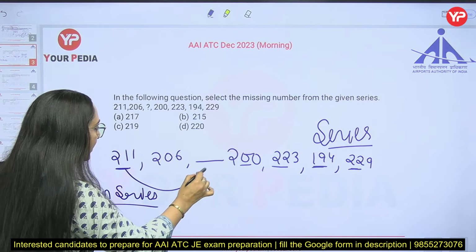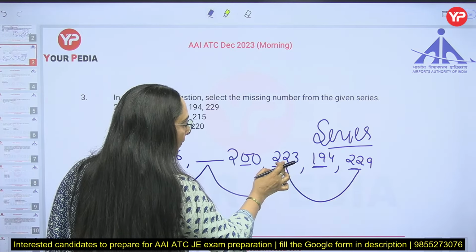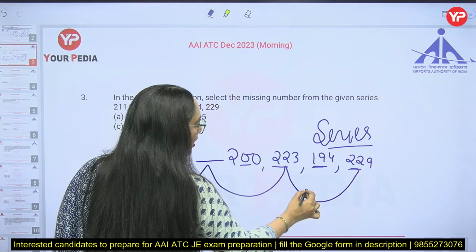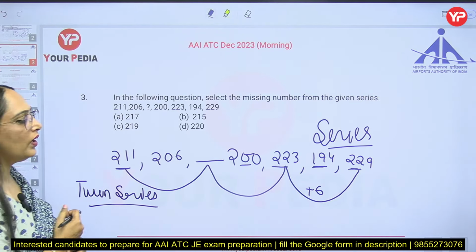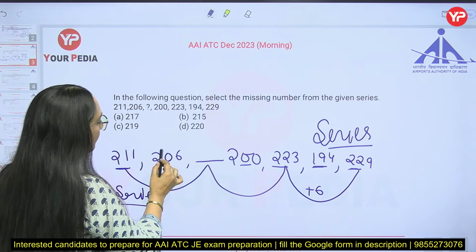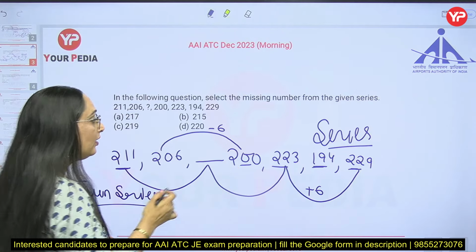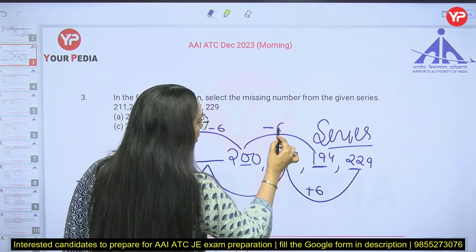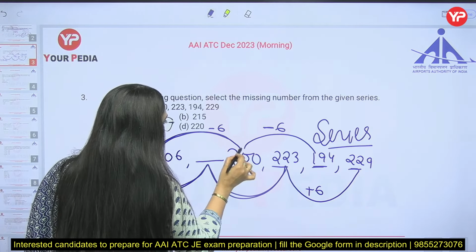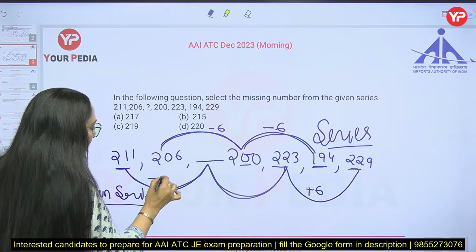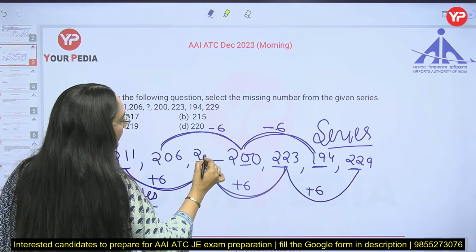See, 211, then 223, then 229. So what is the gap between 223 and 229? When we add 6 to 223, then we get 229. Next, see, 206 minus 6, then we get 200, then minus 6, we get 194. So this is a series of plus 6, and this is a series of minus 6. So plus 6, plus 6. So 211 plus 6 is equal to 217.